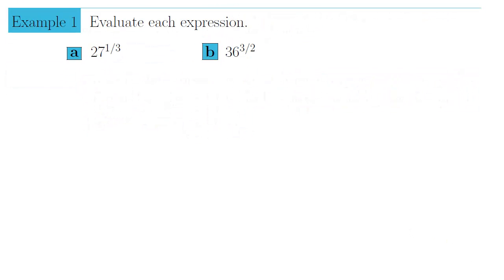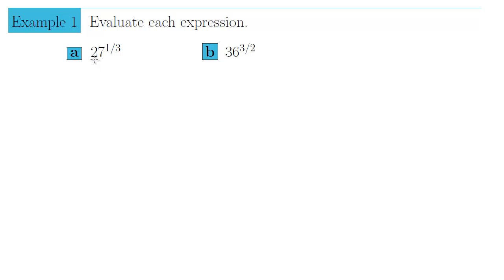Alright, so we have a bunch of examples helping us get used to the definition of rational exponents. Example 1 says evaluate each expression. There's actually four parts to this example, A, B, C, D, but let's focus on A and B first. So we're going to start with 27 to the 1/3.